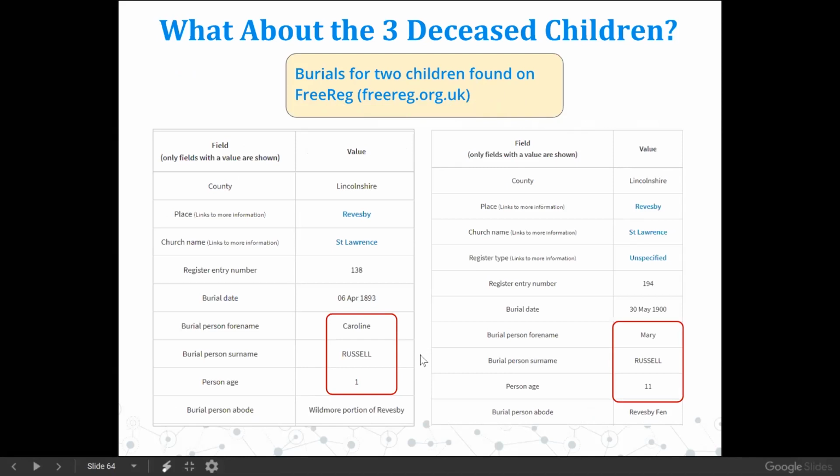When I searched there for burials, I found that our sweet little Caroline, you remember we theorized that she died young because she never showed up in the census. She died at age 1. And then Mary, to my surprise, turned out to be one of the other children that died before 1911. She died in 1900 at age 11.